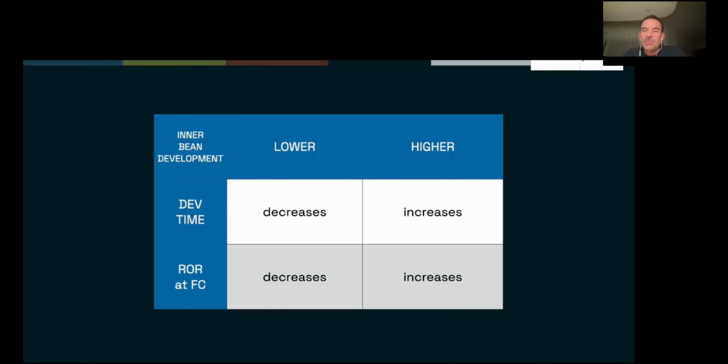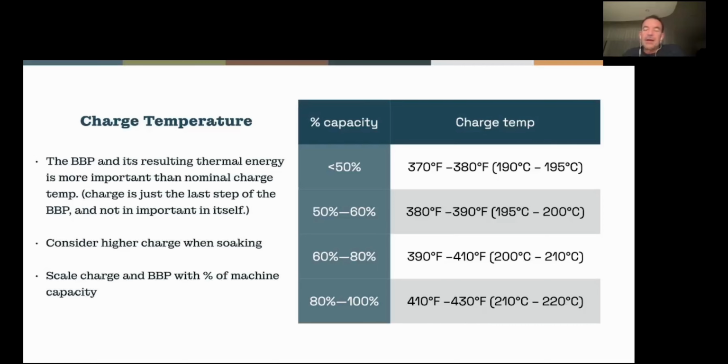The other option is to increase the development time. Development time is the time from the beginning of first crack to the end of the roast. So if you were to use a lower ROR for longer at the end of a roast, you might have a smidge more development than if you used a higher ROR for a short period of time. We'll touch upon this again at some point here.